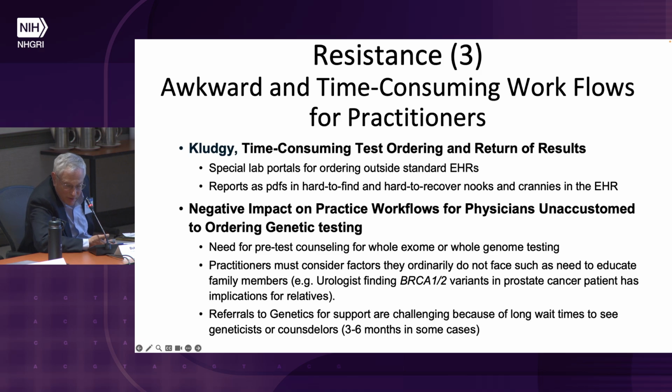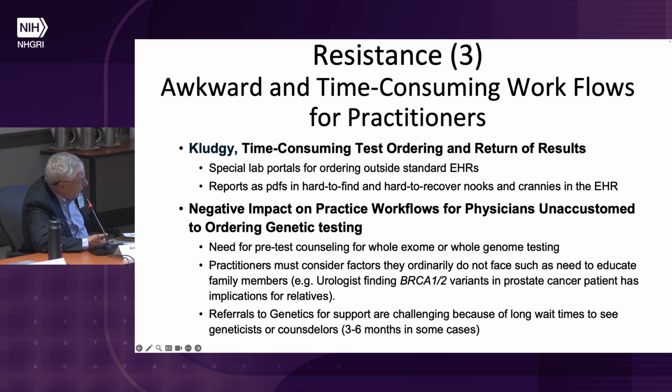Practitioners have to consider factors they don't face. I mean, urologists are told, advanced prostate cancer, metastatic cancer, you should be looking at homologous recombination genes like BRCA1 and 2. Well, bingo, now you've got other people in the family, both males and particularly females, that you are now potentially responsible for encouraging them to have cascade testing because of the high risk of breast and ovarian cancer if you find a positive in BRCA1 or 2.